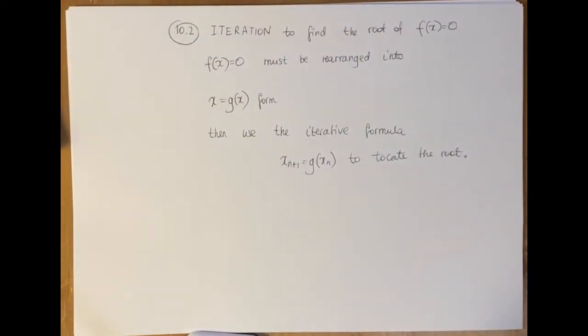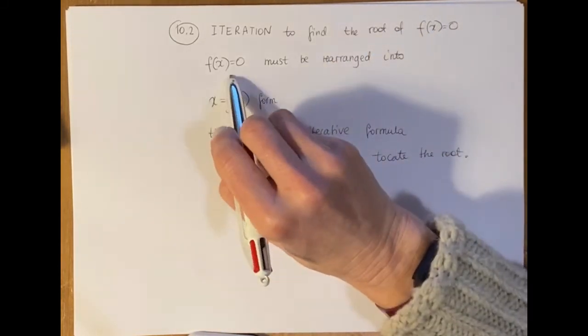Okay, so let's have a look at section 10.2, iteration. So iteration is just one method of finding a solution to f of x equals 0. So identifying, locating roots, like I said, to equations that are potentially very difficult to find the solutions to through algebra.